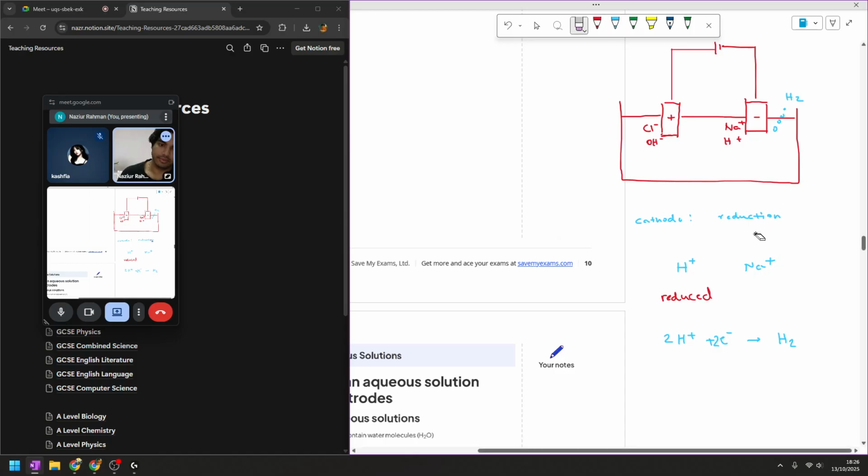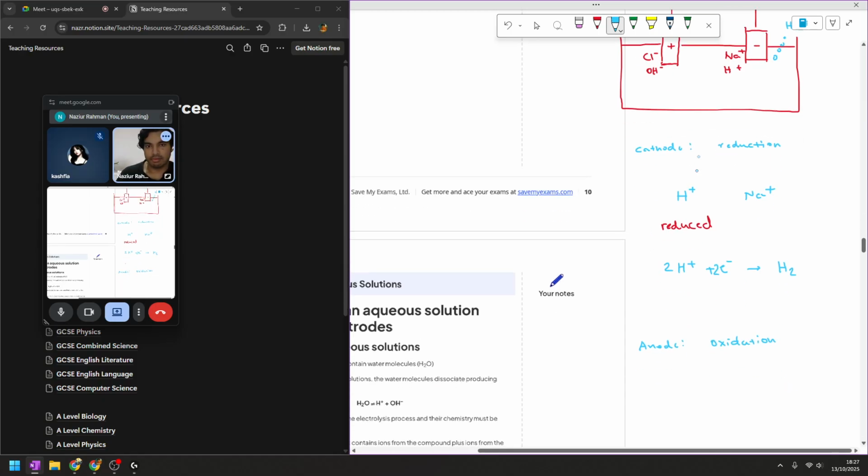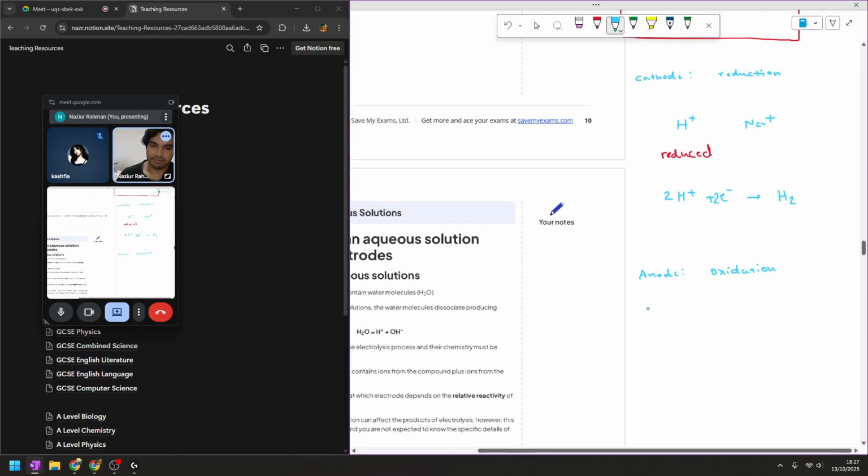Okay, and on the other side, you have the anode. At the anode, oxidation is happening. And halogens are better at being oxidized than anything else. So the rule for the anode is halogens: if a halogen is present, it is oxidized. Otherwise, hydroxide is oxidized.